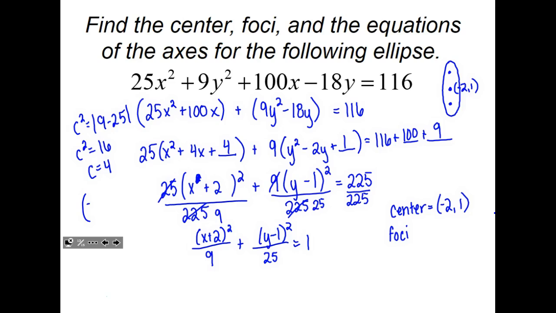And in this case, I'm going to have -2, 1 plus or minus 4, and because I don't have a square root, I want to actually give the coordinates. So I'm going to have -2, and then 1 plus 4 gives me 5. And the other foci will be at -2, 1 minus 4 gives me -3. So those are the foci for this. Lastly, we have to do the major axis and the minor axis.